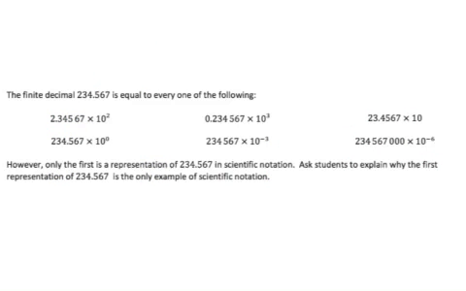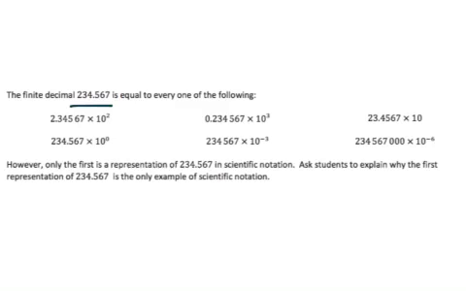If we get on to our first example, it's giving us a value right here. 234.567 is equal to every one of the following. So it's equal to all of these. However, only the first is a representation of the original value in scientific notation. I want to know why the first is the only one written in scientific notation.